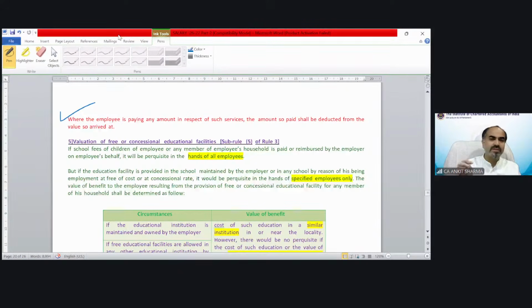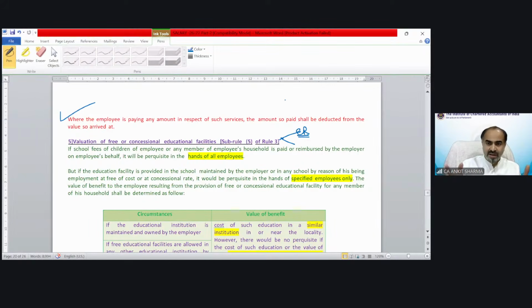Now, valuation of free or concessional education. It is also almost the same as the electricity and gas provision we have gone through. It says if the employee's children are studying in any educational institution and the employer says we will reimburse the fees, etc., there could be two situations. One, the educational institute is owned or maintained by the employer himself. Suppose the employee is a teacher in a college or in a school. In that school only, the employee's children study. So the school says, we won't charge any fees from your children.